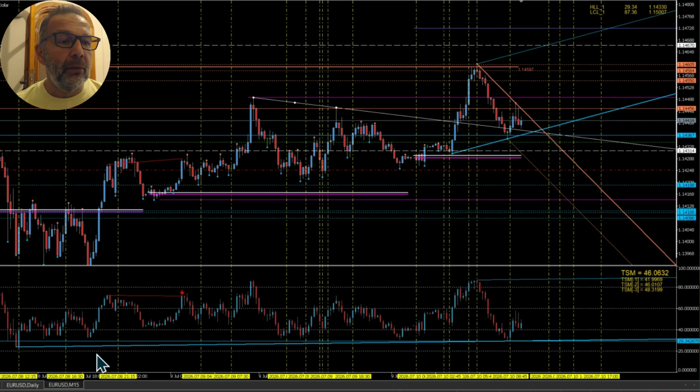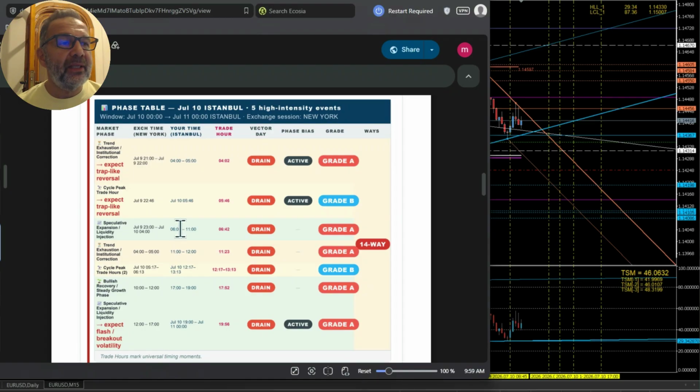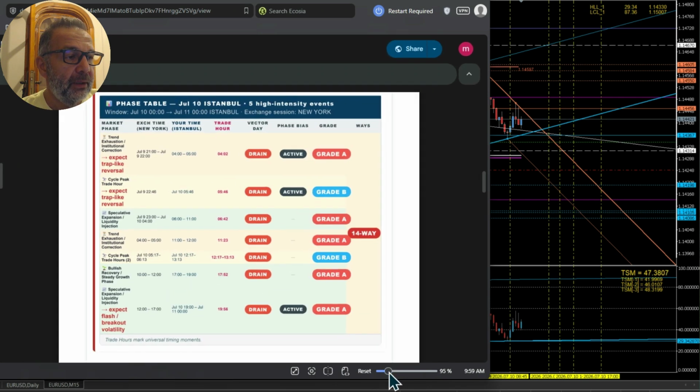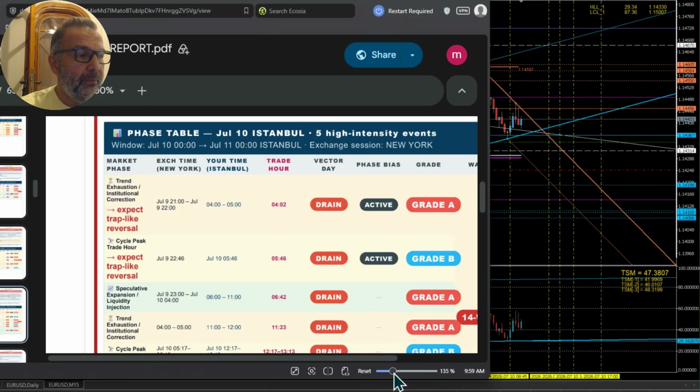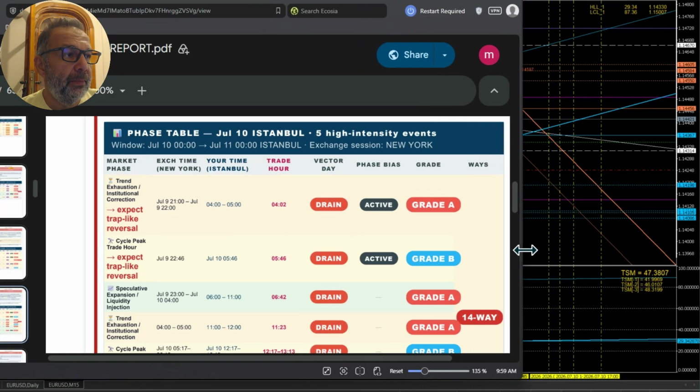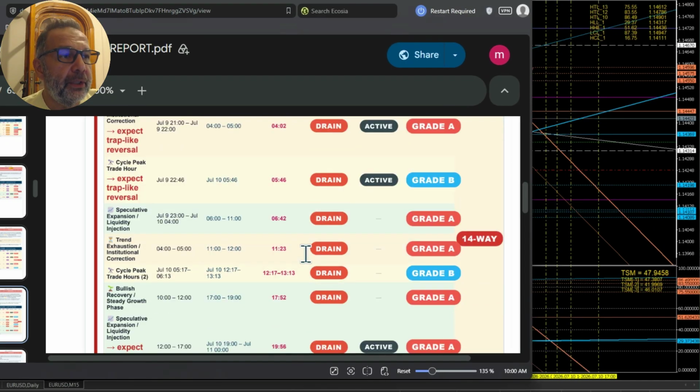Let's also take a look at cycle edge. What's cycle edge giving me today? As you can see, I'm just going to make this a little bit bigger because my eyesight is absolutely horrific. Okay, here we go. So as you can see, these are the hours that I've got here. And now an important hour, this 14 way, as you can see, is at 11:25.